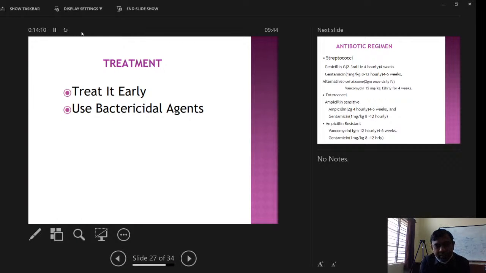Then the treatment. Infective endocarditis is a more dangerous condition. So there is abscess formation, and anaerobic infection and aerobic infection. So you must cover with broad spectrum antibiotics. Treat it early and use bactericidal agents.